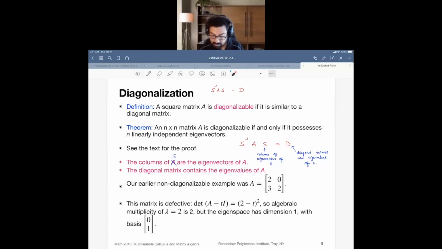It is in fact defective because if you look at the characteristic polynomial of A, what do you have? Determinant of A minus tI equals what? 2 minus t, whole squared.